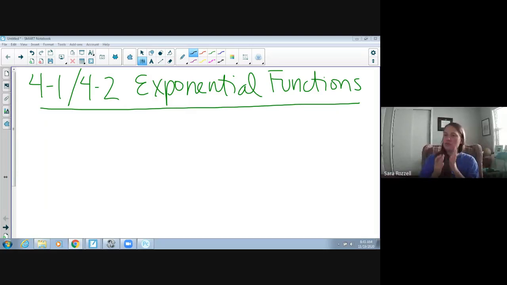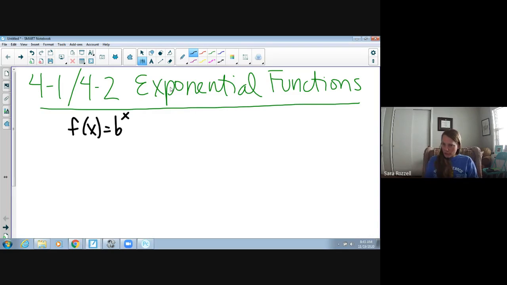We are going to be graphing exponential functions today, and then we're also going to be solving real world problems using interest formulas that we use with our exponential functions. Okay, so the first thing that we're going to look at is just a basic exponential function, just to remind you what that is.